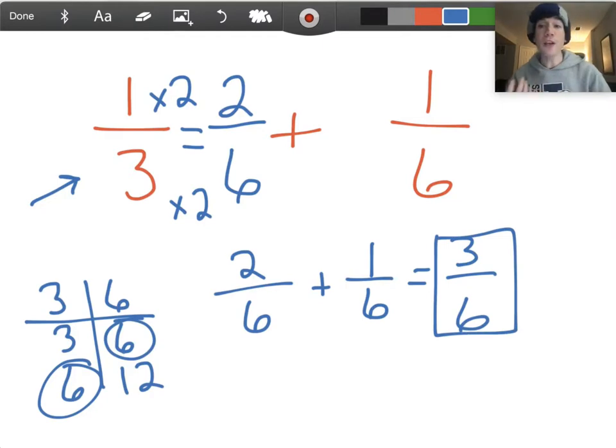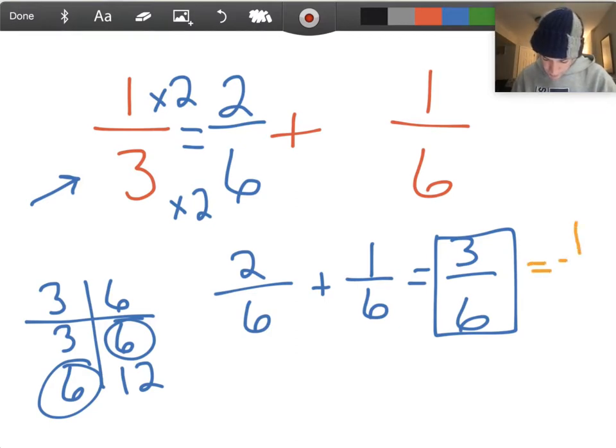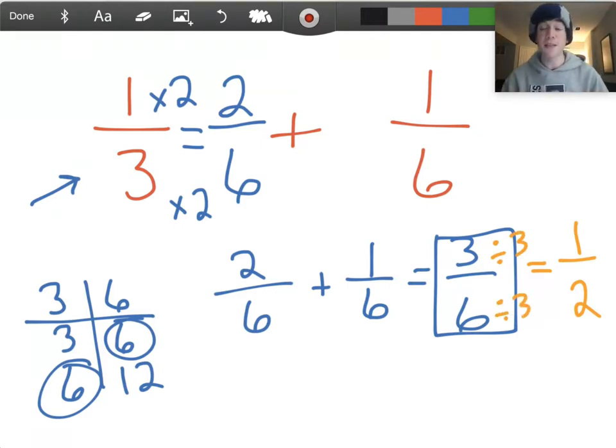Now, we can go further here. We can do something called simplifying, because we also know that 3/6 is the same thing as 1/2. 3 is half of 6. One way we could find that is we could divide the top and the bottom by 3. 3 divided by 3 is 1. 6 divided by 3 is 2. So we get that if we added 1/3 plus 2/6, we would get 1/2.